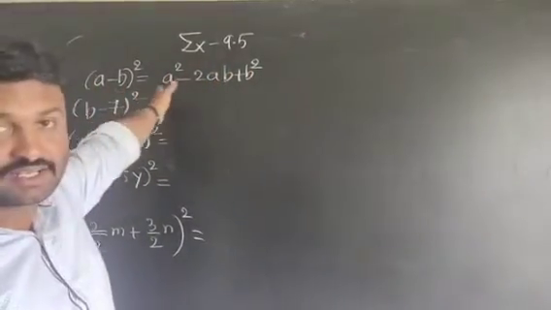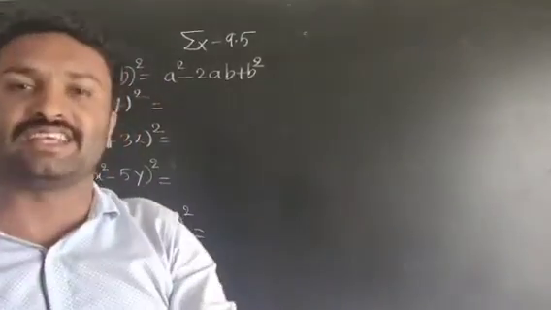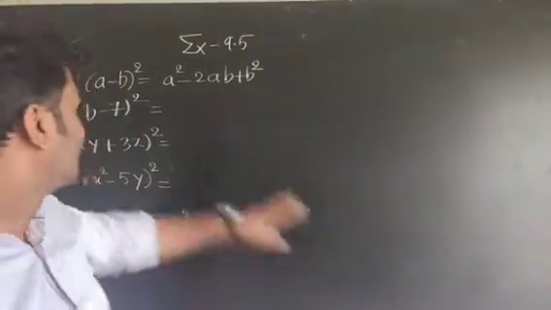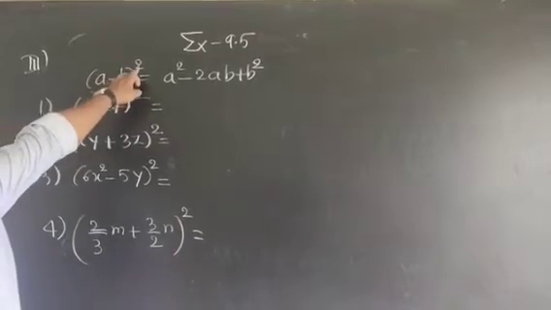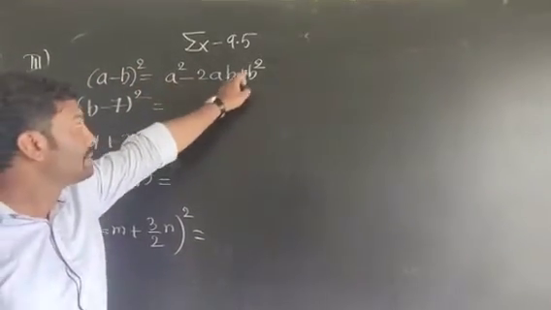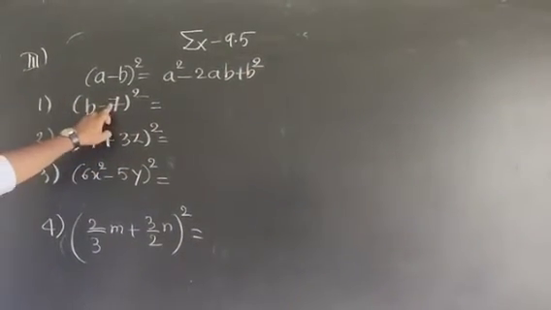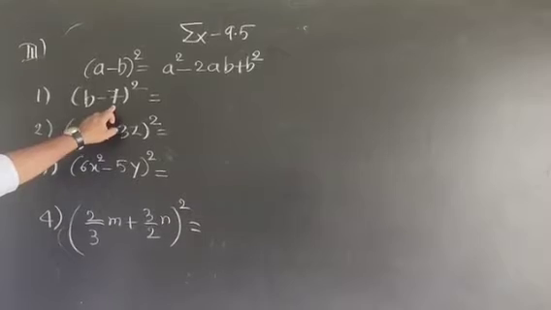9.5 third main. 9.5 again is based on identity. (a − b) whole square. You have to remember (a − b)² = a² − 2ab + b². First one, a value is b, b value is 7.